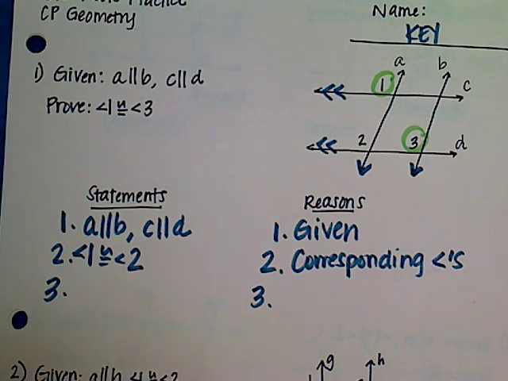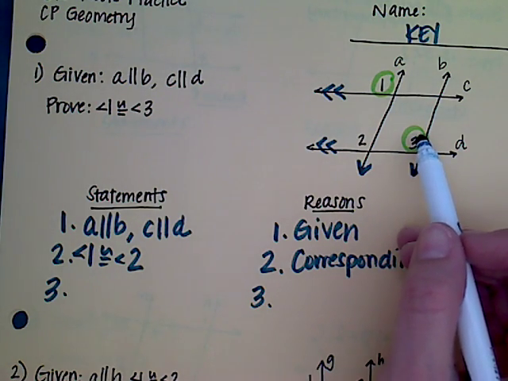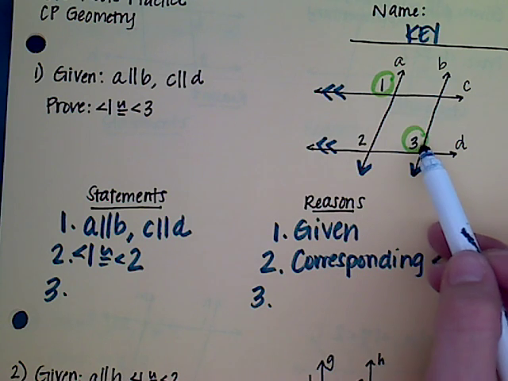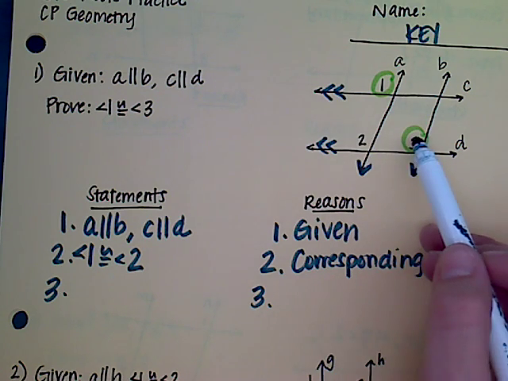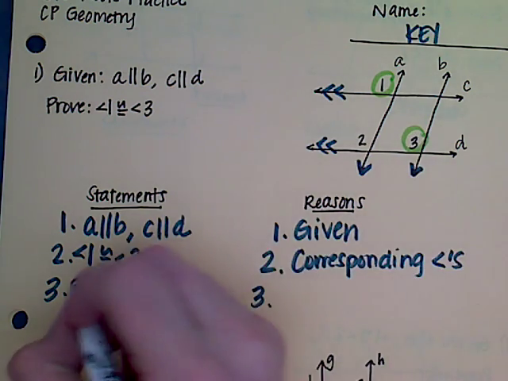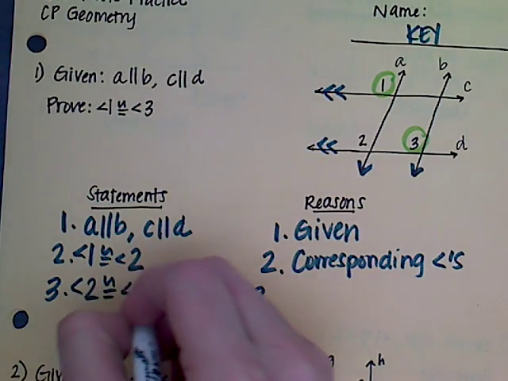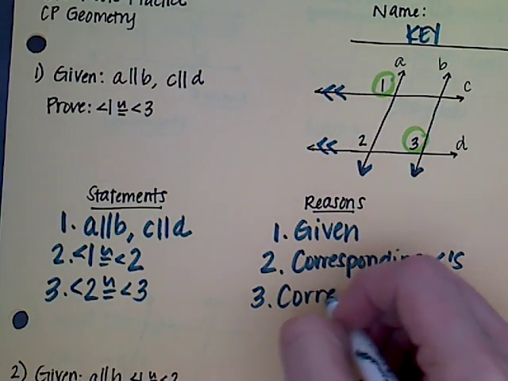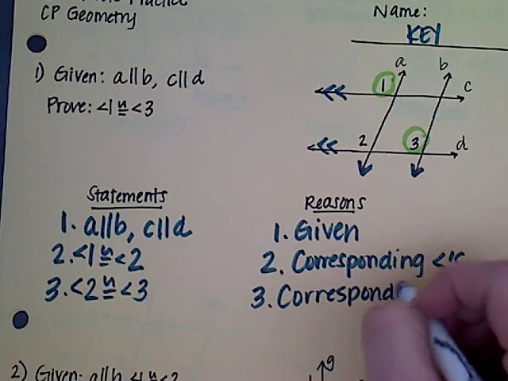Now again, we still need to try to get 3 involved. So again, we don't know 1 and 3, what their connection is, but we do know that 2 and 3 are also congruent. So angle 2 is congruent to angle 3. That's also by corresponding angles.